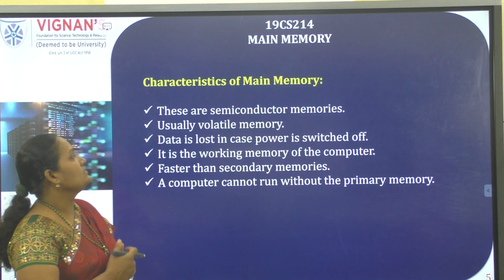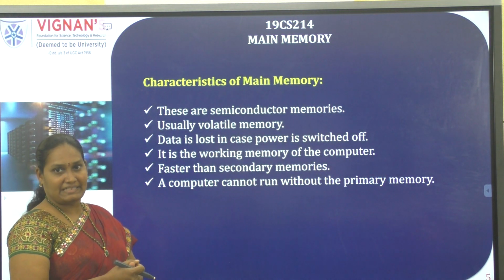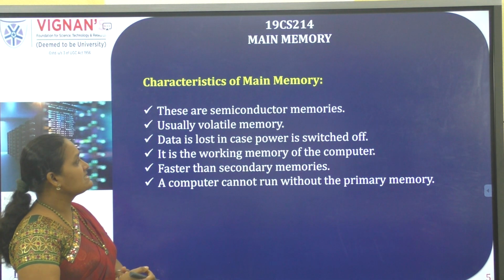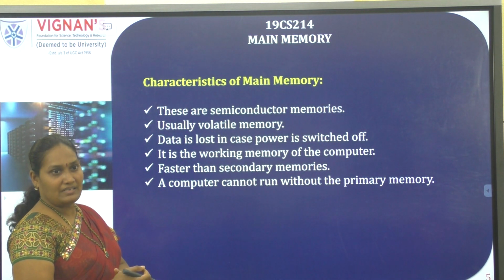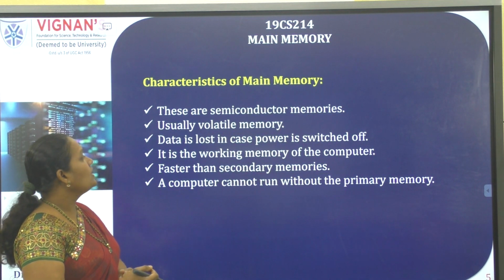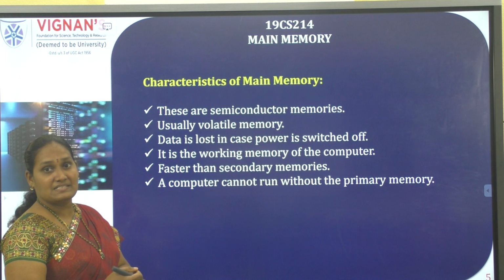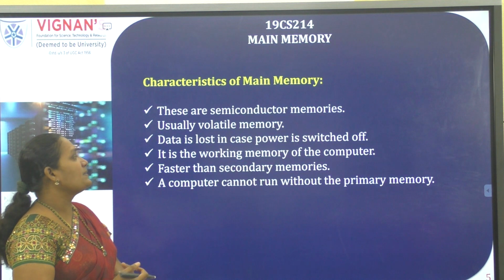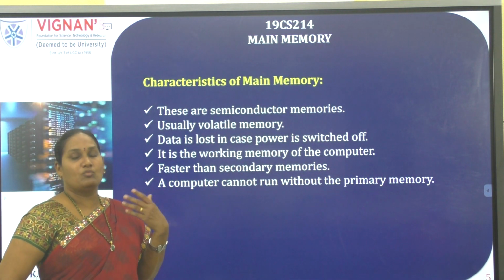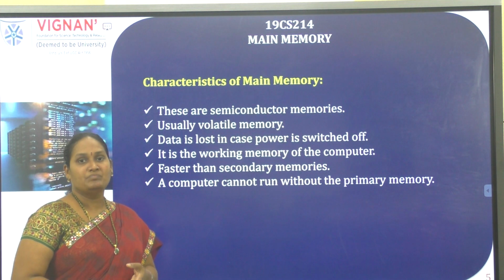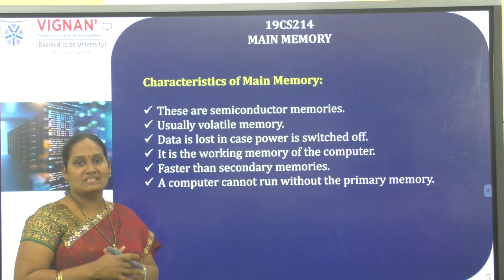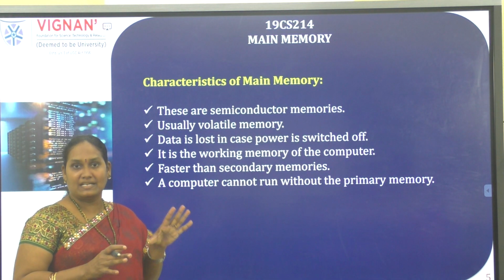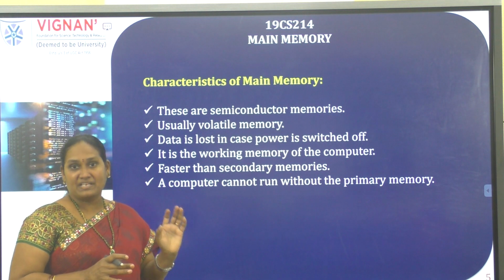First we need to know the characteristics of main memory. What are the main characteristics of main memory? The first characteristic is that these are semiconductor memories. Main memories are usually volatile memory. Volatile memory means temporary memory. Data is lost in case power is switched off. That is, whatever data you stored in the main memory, if you switch off the power, you will lose the data. The data is not permanently stored. It is a temporary, volatile memory. It stores the data temporarily.